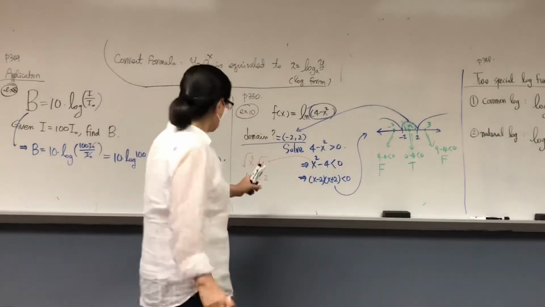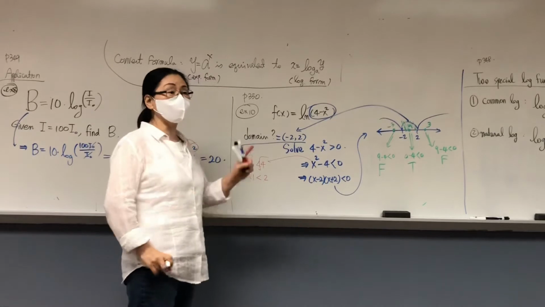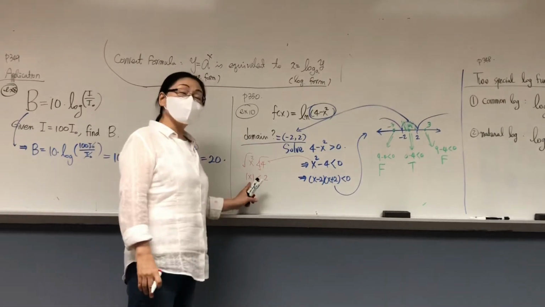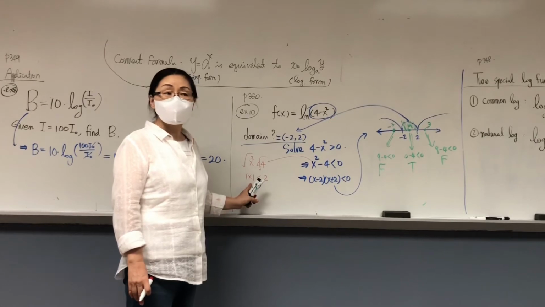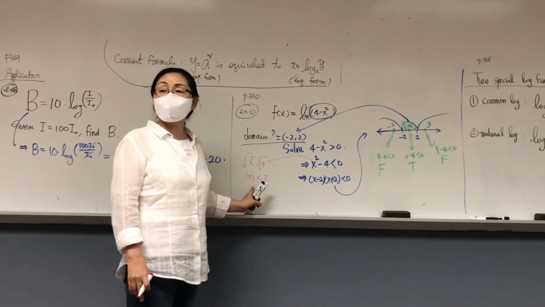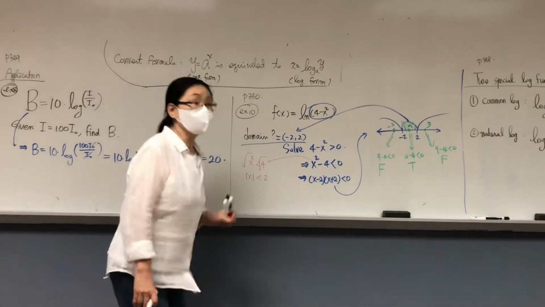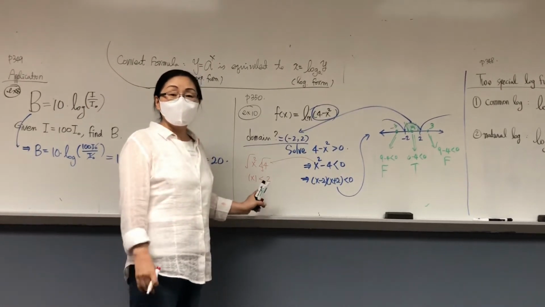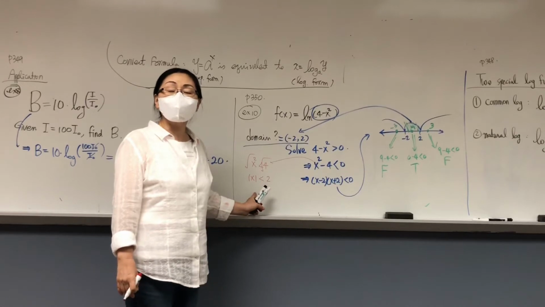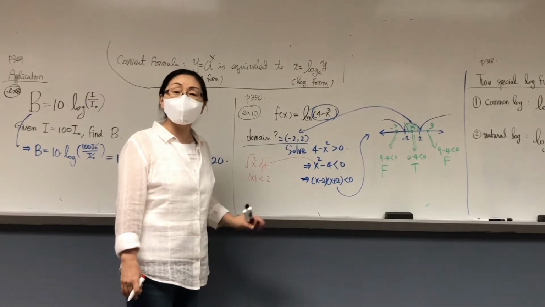So test by some number. This one is the same thing. If I put -1, true or not true? True. Good. If I put -3, true or not true? False. If I put 3, false. If I put -1.99, true. Good. So what is the interval?